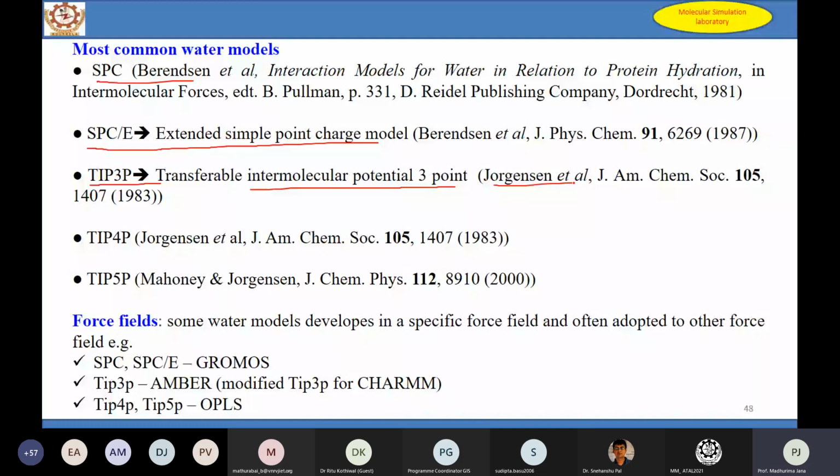All the force fields I have shown for protein simulation, that is Amber, Gromos, or CHARMM, are compatible with some specific water model. When they develop a particular force field, they also develop the water model with it. So if you are using Gromos, you have to take either SPC or SPC/E. If you are using Amber, it is TIP3P. If it is OPLS, you have to take TIP4P or TIP5P.